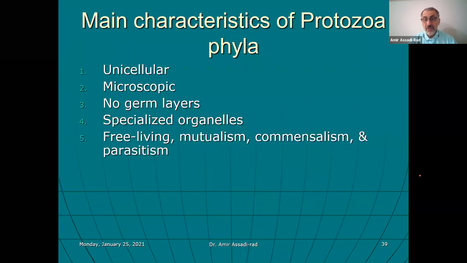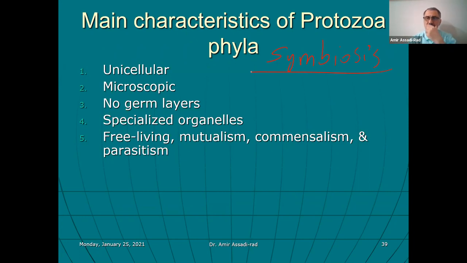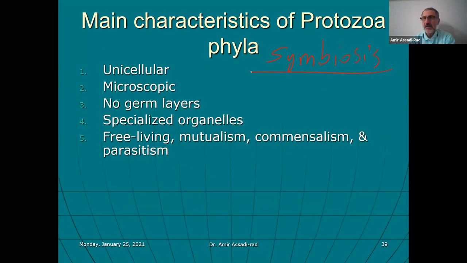Anyhow, free living, mutualism, commensalism, and parasitism. Some of them are free living, some of them are mutualistic. Mutualism, let me give you the definition of symbiosis. Symbiosis means two different species. It has to be two different species. Like a pregnant woman and a baby, that's not symbiosis. They are the same species, right? I hope I'm making some sense. So symbiosis is two different species where one of them is benefiting metabolically from the other one. Sym means together, biosis means living, life. So two different species where one of them metabolically depends on the other one is called symbiosis.